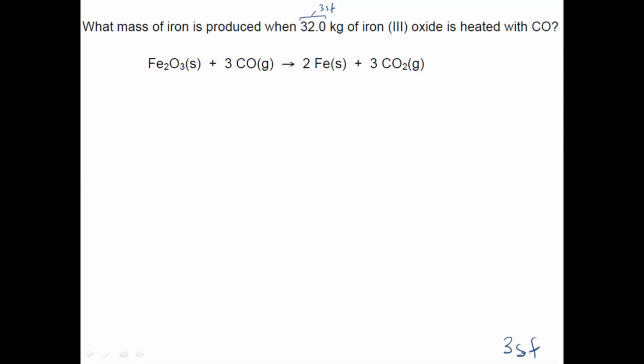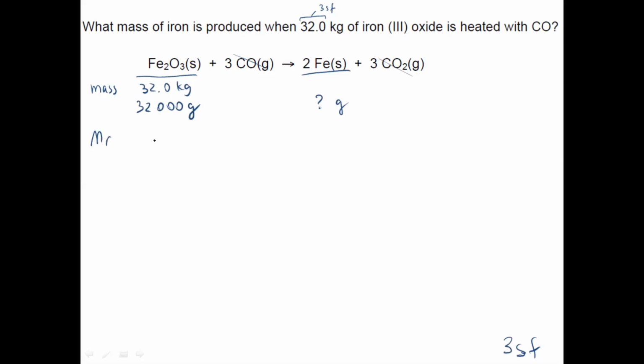Okay, so what do we know? We know iron oxide is 32.0 kilograms. I can't leave it in kilograms, so I'm going to change it into grams: 32,000 grams. Okay, so what else? What mass of iron is produced? So we don't know that one. Everything else we don't care about, there's no information about it, and I don't want to get confused, so I'm going to leave that there. So this is my mass. Then I can work out the MRs.